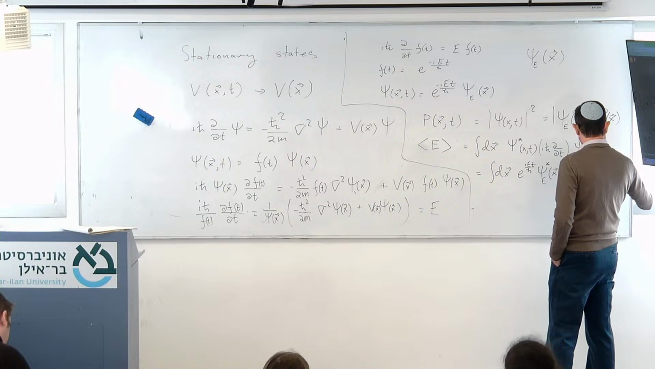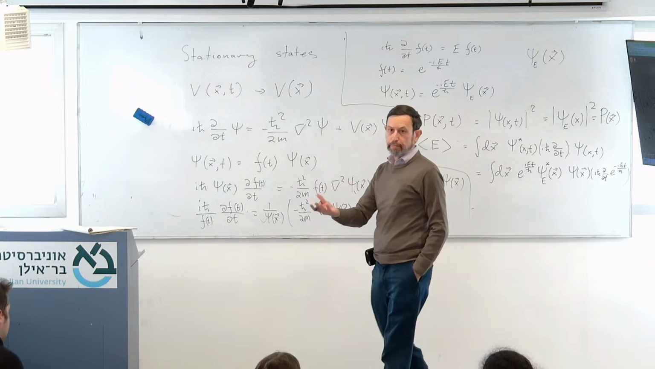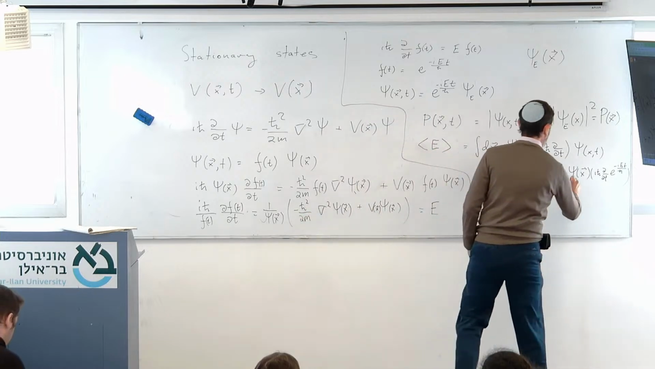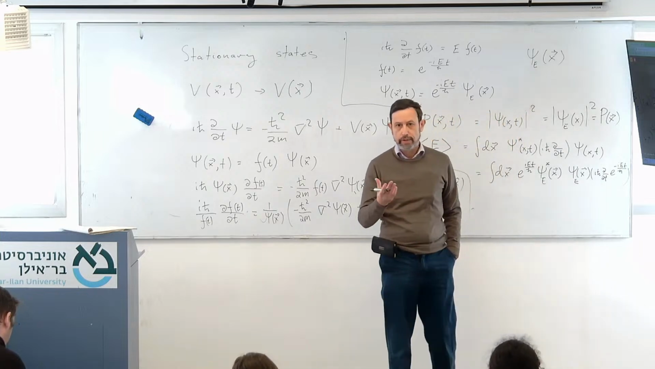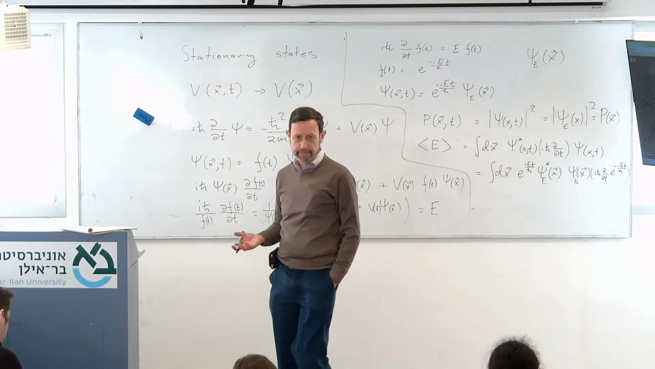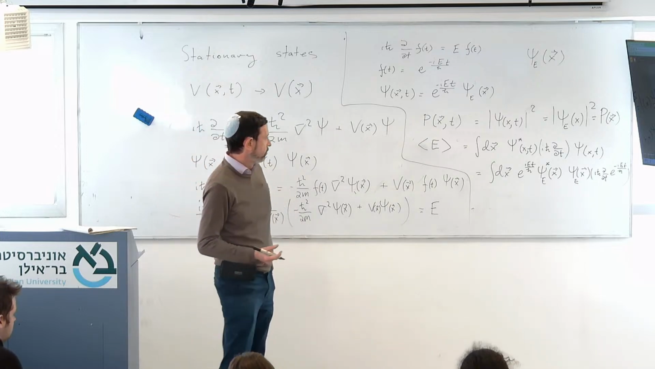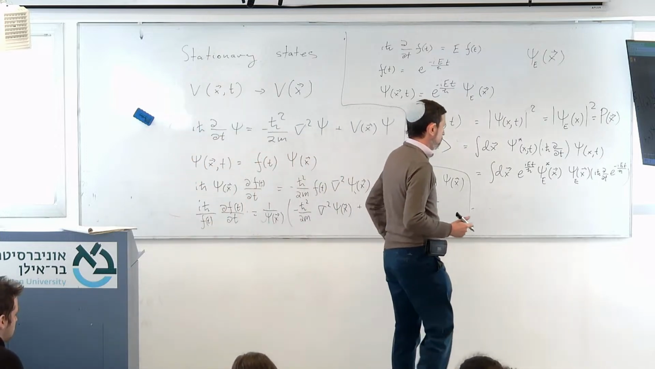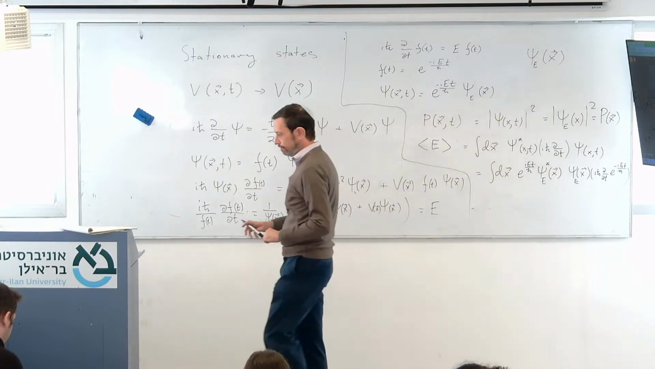Pulled up psi of x, because it doesn't depend on the time, so I don't have to write it within the derivative. Okay, I perform the derivative explicitly.